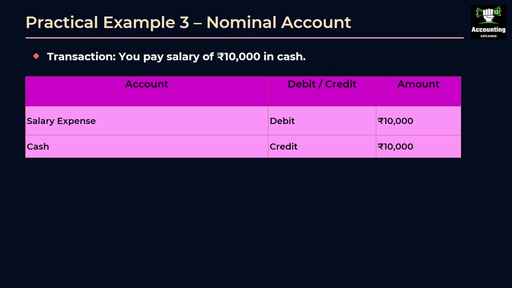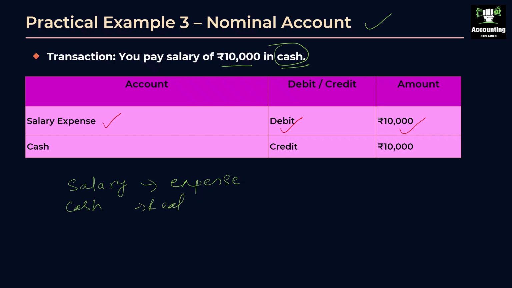Let's see an example for nominal account. You pay salary of rupees 10,000 in cash. So first let us take salary. Salary is an expense and it's a nominal account. So the rule of nominal account is debit all expenses and losses. So salary has to be debited with rupees 10,000. Next, how we are going to pay salary? By cash. Cash is a real account. Here, when you pay salary, cash goes out of the business. So we have to credit cash account. Rule of real account is credit what goes out. Okay. So cash account has to be credited with rupees 10,000.